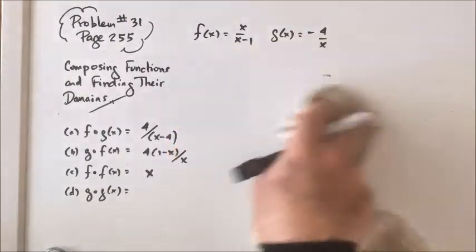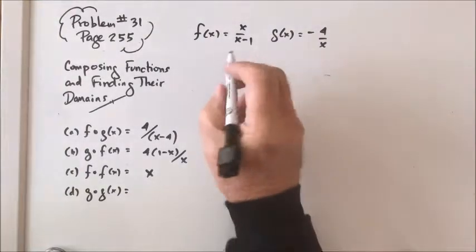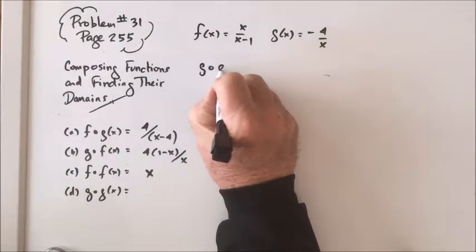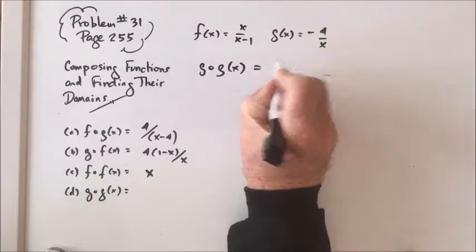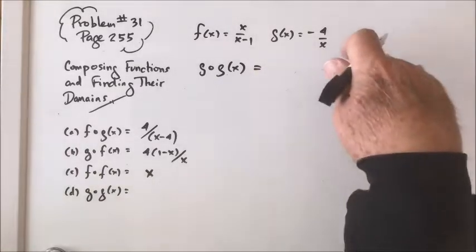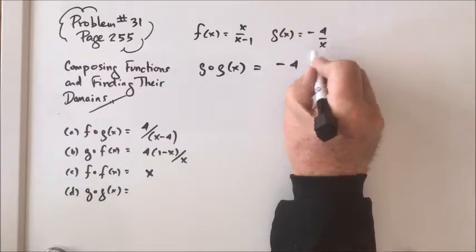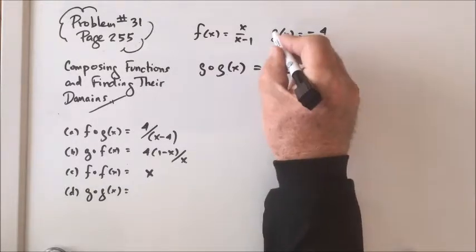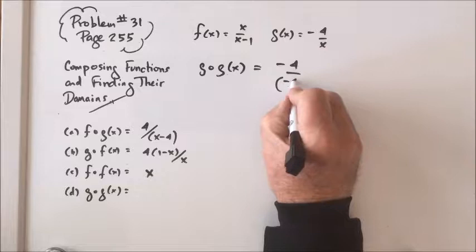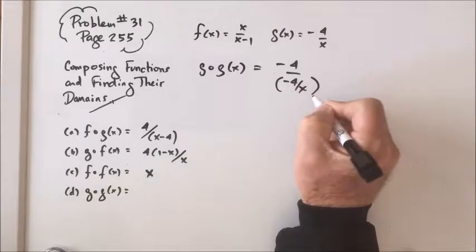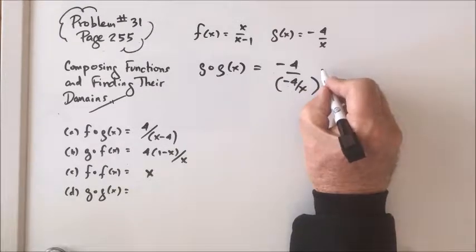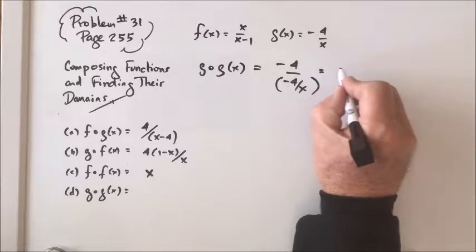A little bit of algebra. And let's go on to find g of g of x. Every place I see an x in g, I'm going to put a g inside of it. So this is equal to minus 4. Instead of writing down x, I'm going to write down g of x, minus 4 over x. Yep, so to fix that, multiply top and bottom by x.